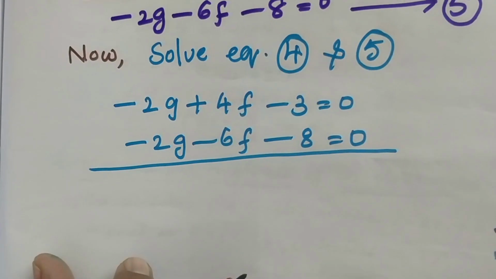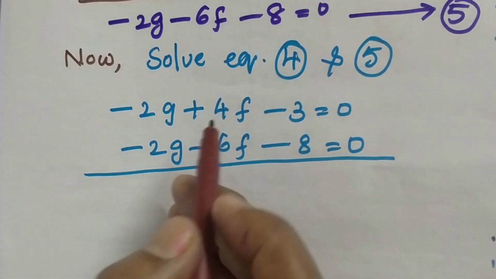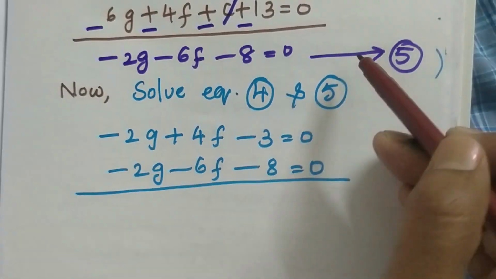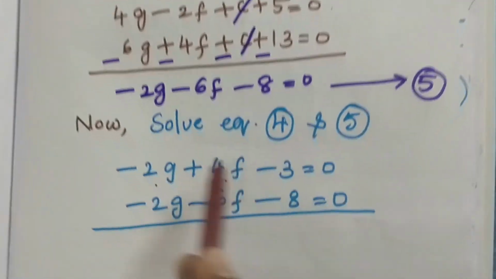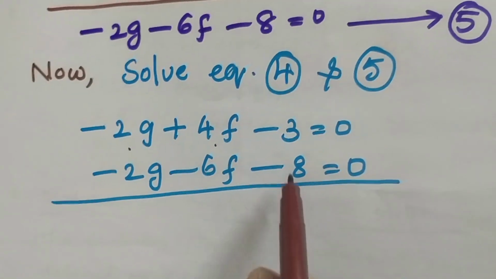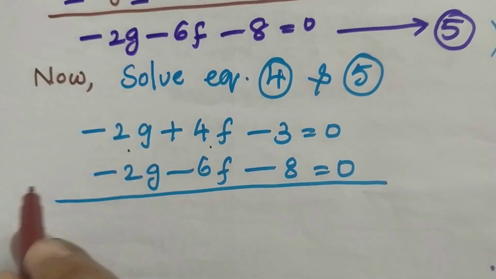Now solve equation 4 and 5. That is minus 2g plus 4f minus 3 is equal to 0, and minus 2g minus 6f minus 8 is equal to 0. Here also subtract.